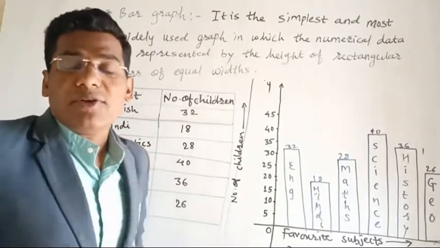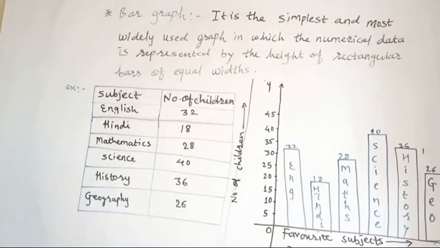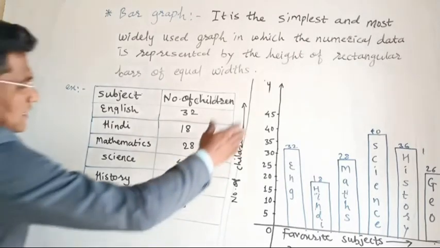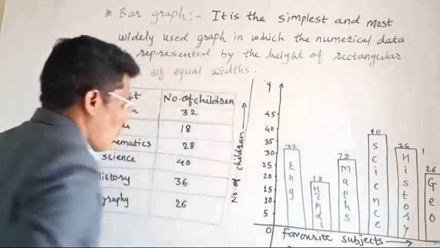So I will repeat the rules once again. The rules are as follows: names of the different subjects are taken along a horizontal axis, and the number of children will be taken along a vertical axis. So this is a vertical axis, this is a horizontal axis, that is nothing but x and y.